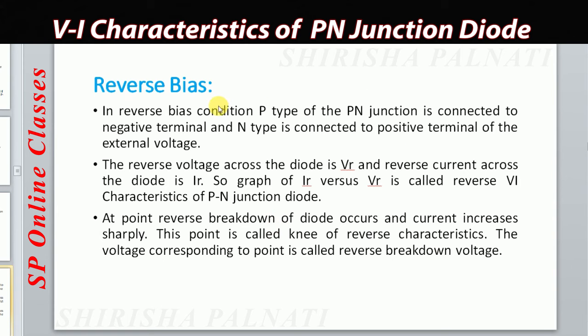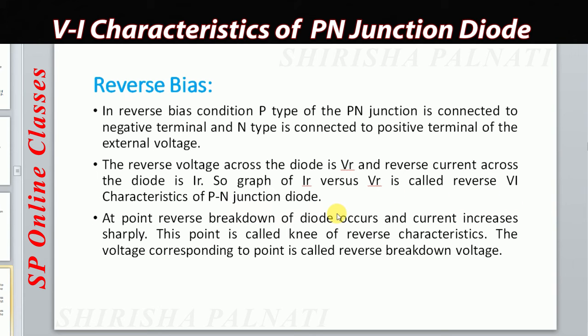So in reverse bias condition, the P type of the PN junction is connected to the negative terminal and the N type is connected to the positive terminal of the external voltage, right? Already you know. So next, the reverse voltage across the diode is VR and the reverse current across the diode is IR. So the graph of IR versus VR is called the reverse VI characteristics of the PN junction.